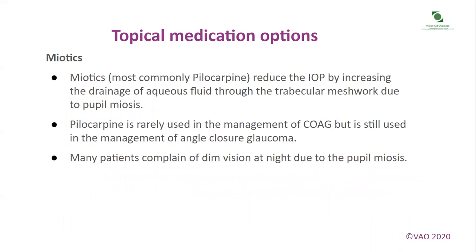Miotics, most commonly pilocarpine, reduce the IOP by increasing the drainage of aqueous fluid through the trabecular meshwork due to pupil miosis. Pilocarpine is rarely used in the management of COAG, but is still used in the management of angle closure glaucoma. Many patients complain of dim vision at night due to the pupil miosis.